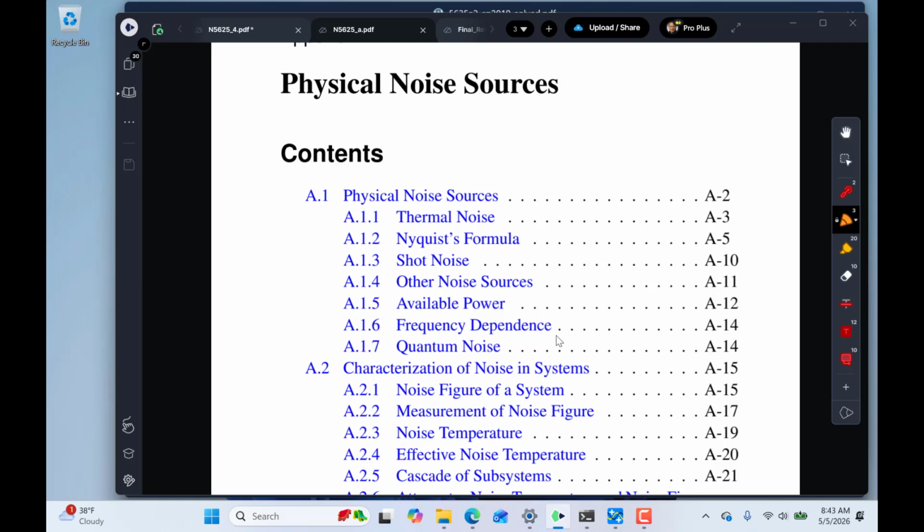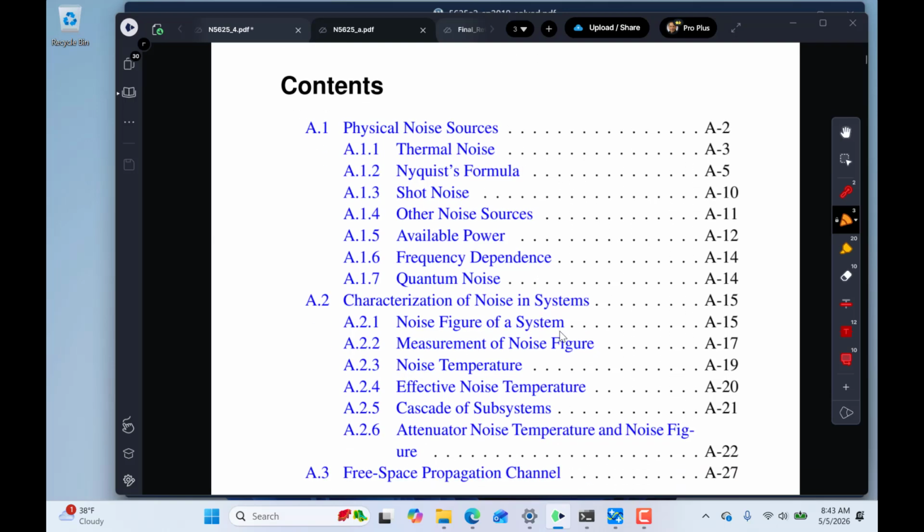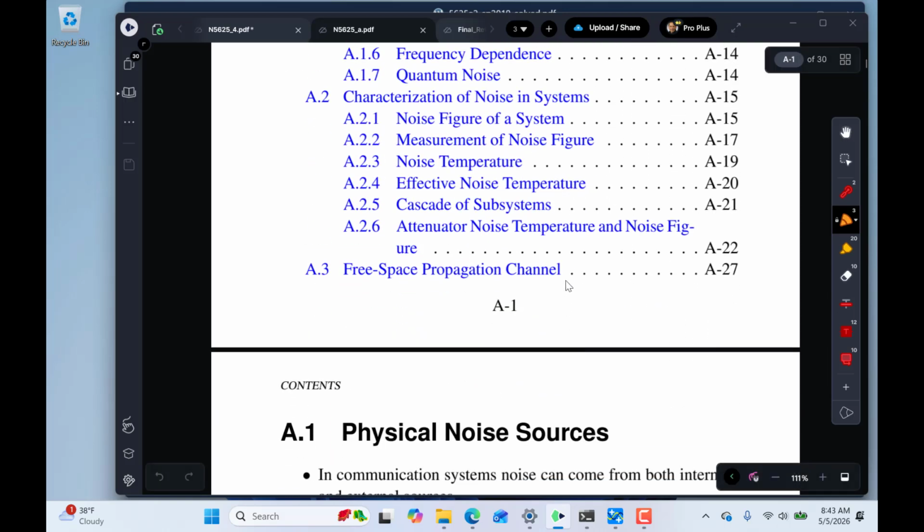illustrate that. So the first part is physical noise sources, then the systems level modeling, and then the last part is just putting it into practice, like for a SATCOM channel, free space propagation, where we have antenna gains, gain over isotropic, and things of that sort.